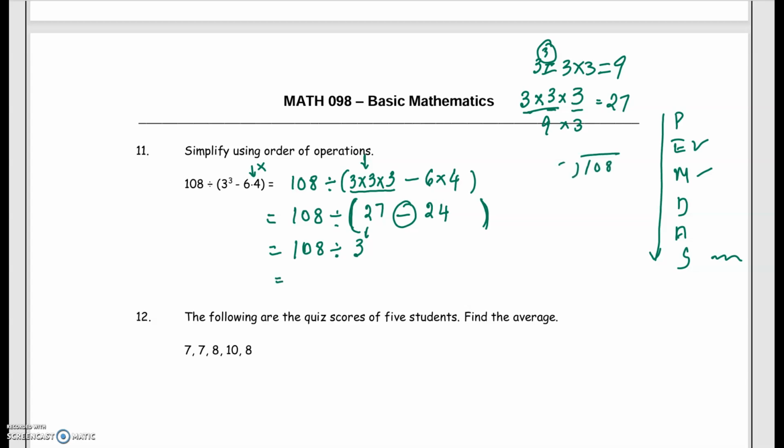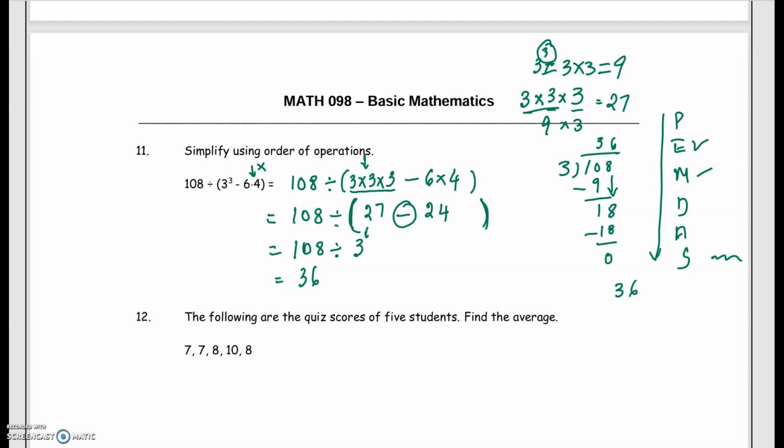108 by 3. 3 times 3 is 9. Subtract to get a 1. Bring the 8 down. 3 6s are 18. Subtract to get a 0. So 36 is the answer.